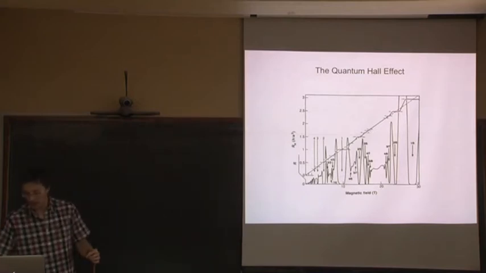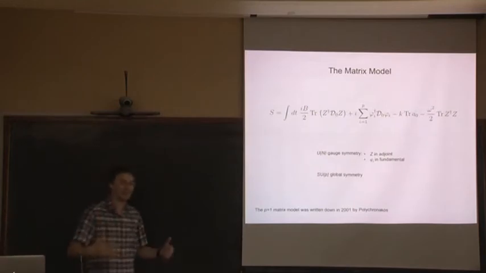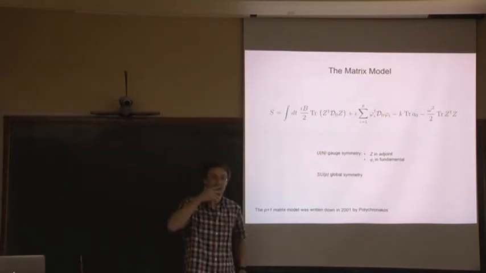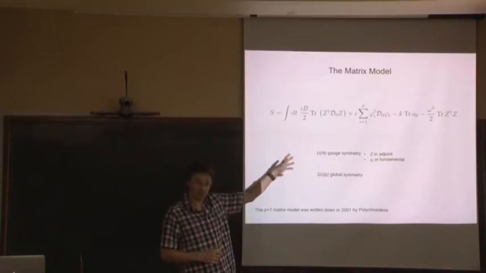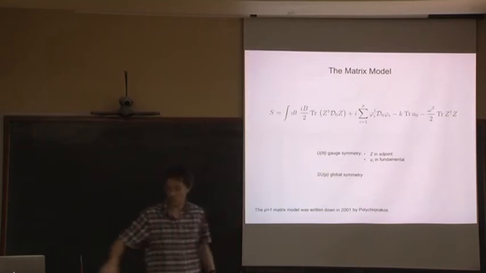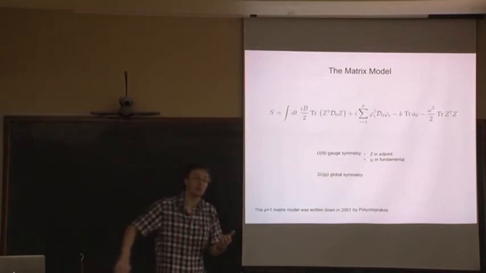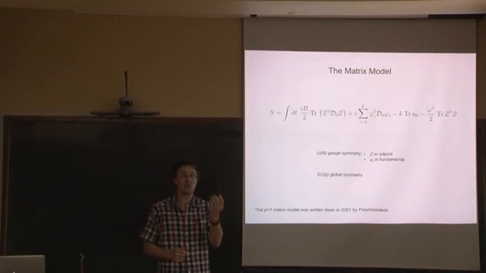I'm going to start on the next slide by telling you what the key player in this talk is. Ultimately, what we're going to do is derive this in various ways, but this is really what we're going to be talking about throughout the talk. It's very simple. It's a matrix model. It's a quantum mechanics in 0+1 dimensions, and it has a U(N) gauge symmetry.